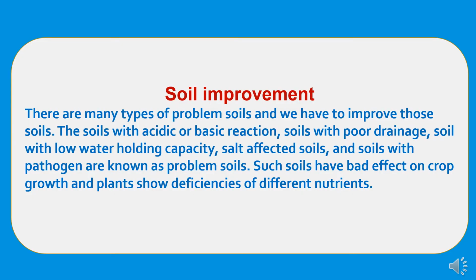Now we will study soil improvement. There are many types of problem soils and we have to improve those soils. If we are able to amend them, we can bring them under cultivation and increase production. Soils with acidic or basic reactions, poor drainage, low water holding capacity, salt affected soils and soils with pathogens are known as problem soils. Such soils have a bad effect on crop growth and plants show deficiency of different nutrients.